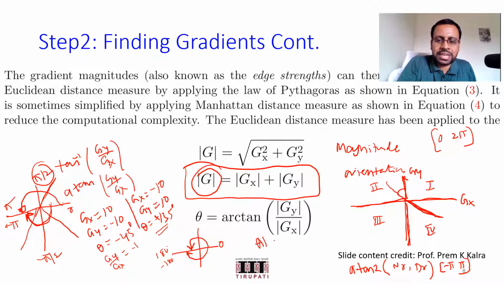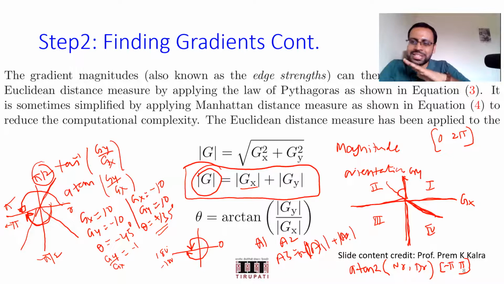Suppose you have written these as A1 and A2. Your new A3 is the absolute value, whether fabs or abs, you pay attention to that, of the first matrix A1 plus the absolute value of A2. It's a single operation you can do. Don't go to each element and do it. Just do it at the matrix level. That will give you the gradient. So now we've got G. G is the magnitude of the gradient at each pixel.